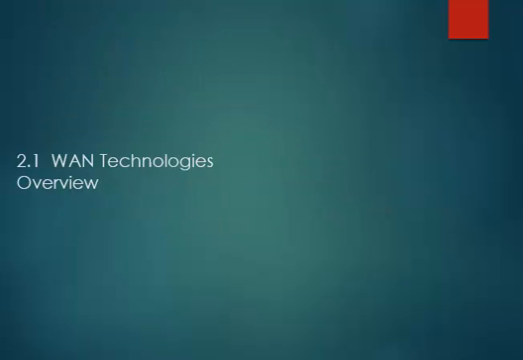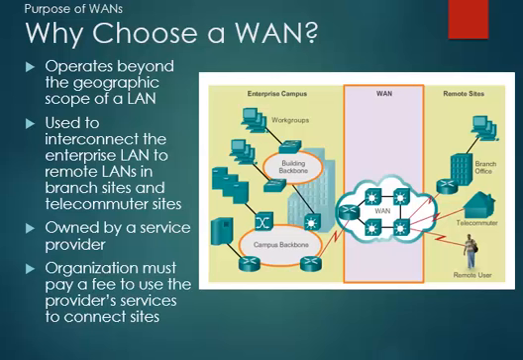WAN technologies overview. Businesses must connect local area networks, or LANs, together to provide communications between them, even when these LANs are far apart. Wide area networks, or WANs, are used to connect remote LANs together. A WAN may cover a city, country, or global region. A WAN is owned by a service provider, and a business must pay a fee to use the provider's WAN network services.